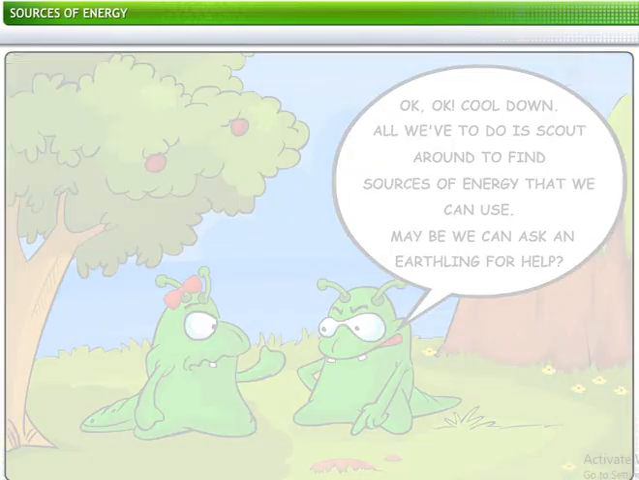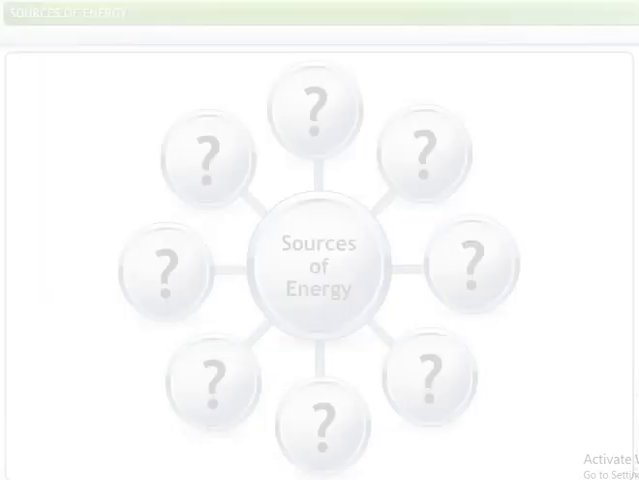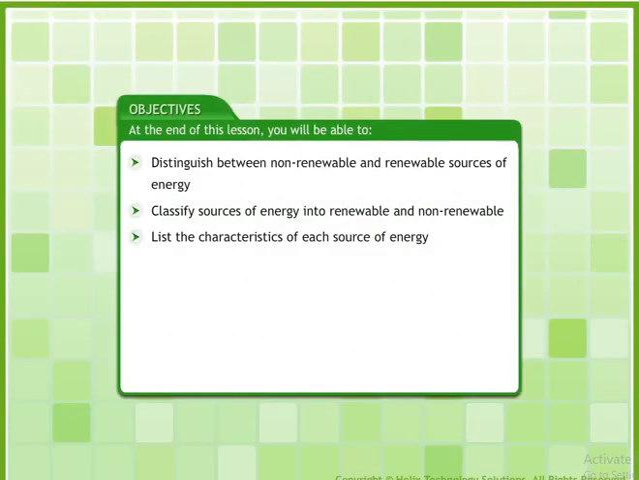Well, looks like the aliens are in trouble and could be coming to you for help. But you can't help them unless you are aware of all the information about the sources of energy available on Earth, right? In this lesson, you will learn about various types of energy sources and their characteristics. At the end of this lesson, you will be able to distinguish between non-renewable and renewable sources of energy. Classify sources of energy into renewable and non-renewable. List the characteristics of each source of energy.